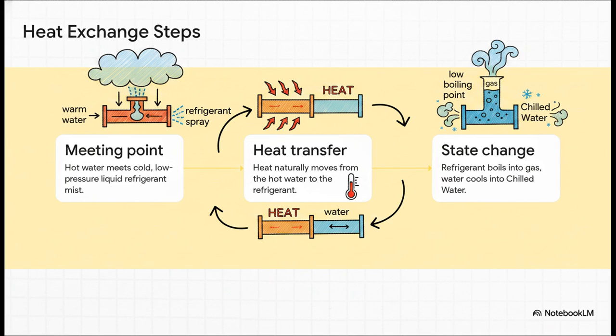Step 2. Physics takes over. Heat always wants to move from a warmer area to a colder area. So the heat from the server water naturally jumps right through the metal piping directly into that freezing refrigerant mist. And step 3? Because that refrigerant has such an incredibly low boiling point, absorbing all that heat causes it to instantly boil and turn into a gas. Meanwhile, our water, having surrendered its heat, cools right down and becomes our chilled water. Boom! It's a perfect continuous thermodynamic trade.